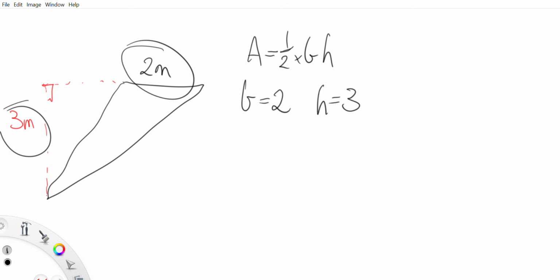Alright, then we need to write our formula out again. Okay, but instead of writing B and H, we write 2 and 3. To put that into our calculator, 1/2 times 2 times 3, we go 1 ABC 2 times 2 times 3. 1/2 times 2 times 3 equals 3. Easy. So we write our area equals 3, what units? Meters squared.